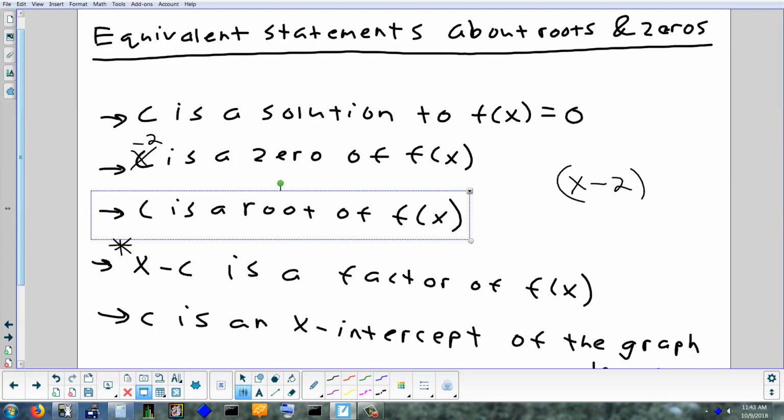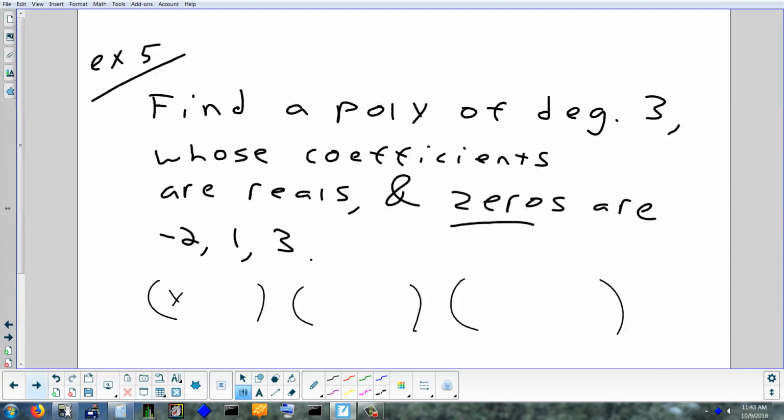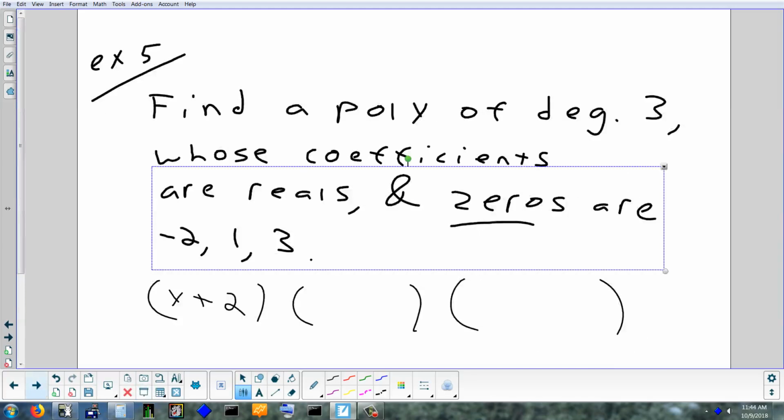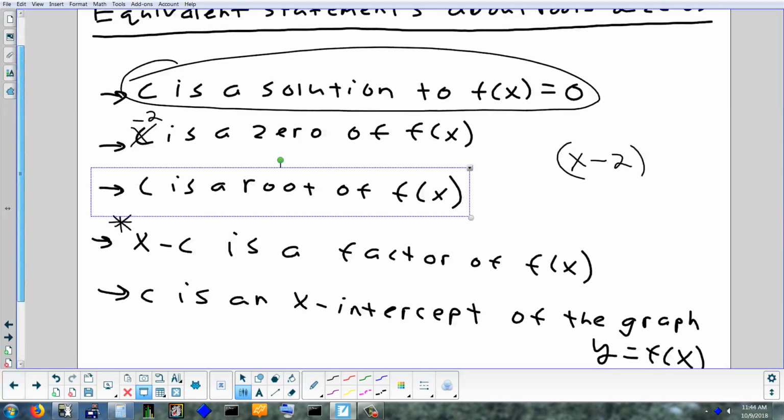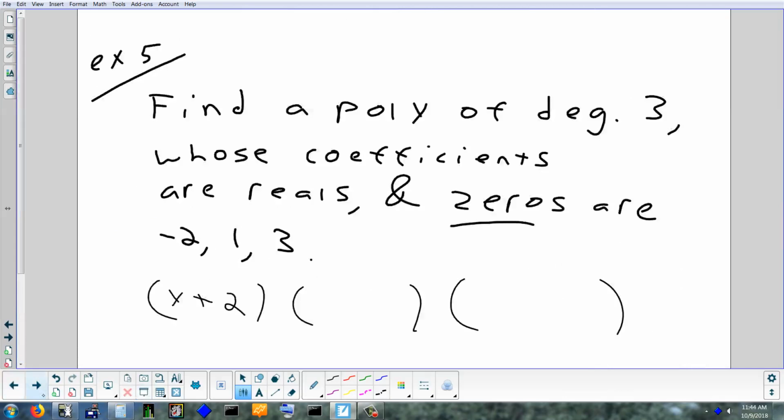Yeah? X plus 2 is a factor. Because remember, if you plug -2 into the equation that we're about to come up with, you have to get 0 as in the equation. That's what this statement says right here. So I'm trying to come up with an equation that I can plug -2 into and get 0 as the answer, which means getting 0 as a remainder, which means something is a factor.